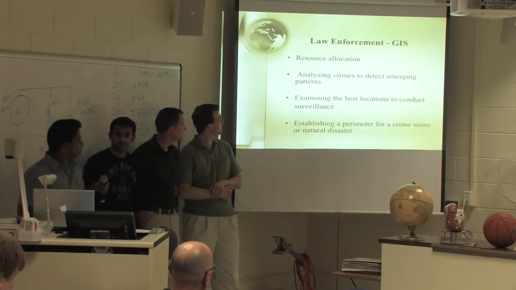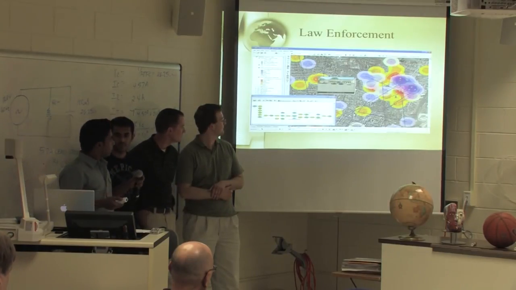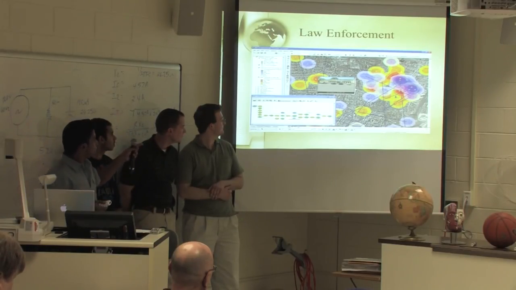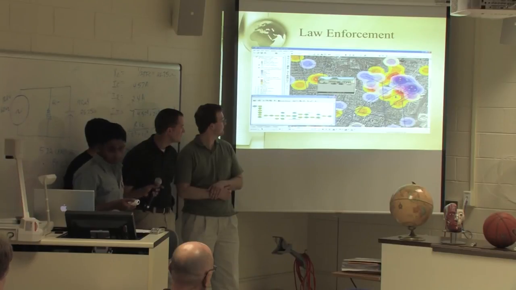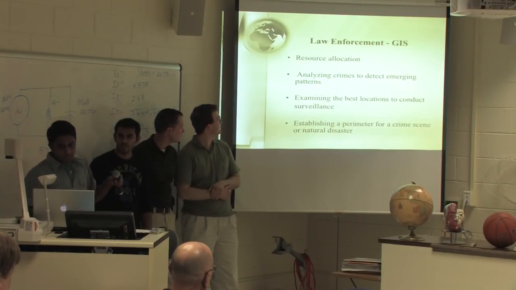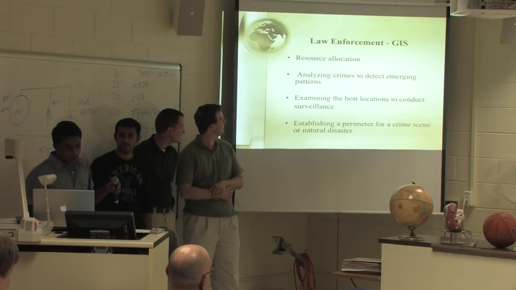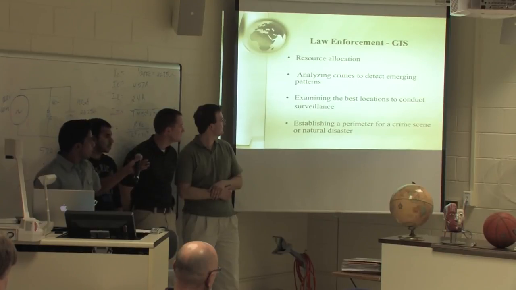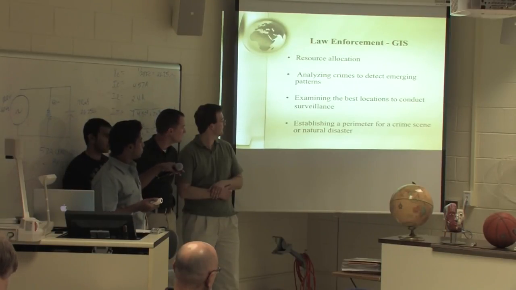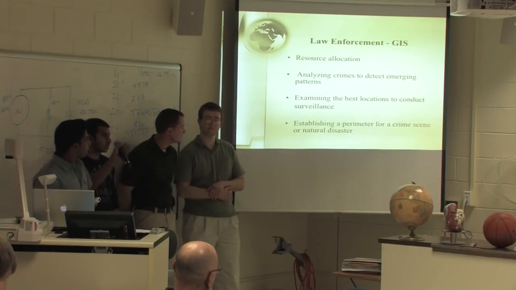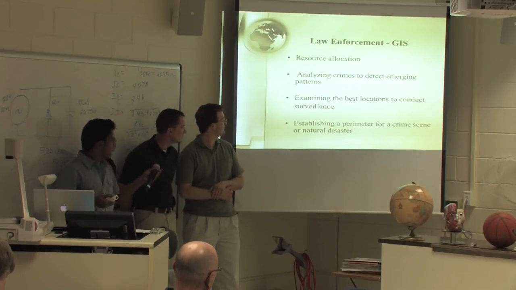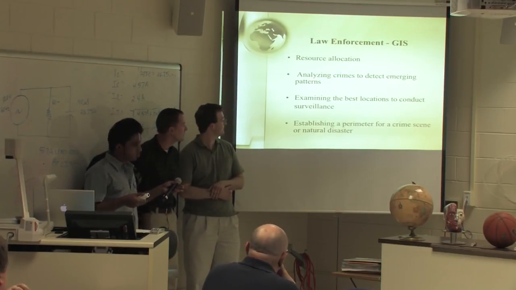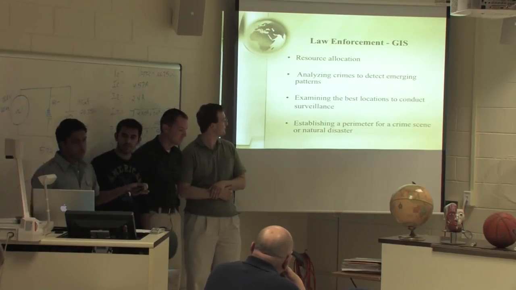And examining the best location to conduct surveillance. Depending upon the higher crime rates, surveillance cameras were used in order to reduce the crime rate in the respective areas. And the last point is establishing a perimeter for the crime scene. This is usually used in hostage crises, establishing a perimeter so that only authorized persons can enter. And regarding natural disasters, like during a tsunami, the coastline has to be cleared in order to save the lives of many people.